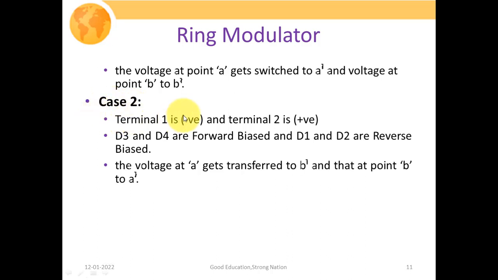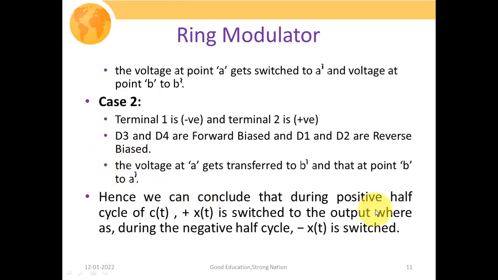Whereas in case 2, when we have the reverse polarity that we assumed in our first case, that is terminal 1 is negative and terminal 2 is positive, then in that particular case diodes D3 and D4 are forward biased, whereas diodes D1 and D2 are in reverse bias, or in non-conducting state. Due to the conducting state of D3 and D4, the polarity of the switching voltage is reversed. That is, the voltage at A will get transferred to B1, and the voltage at point B will get switched to A1. So in this situation, Vt will be equal to minus xt, or negative polarity would have appeared.